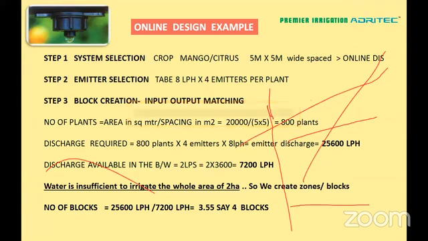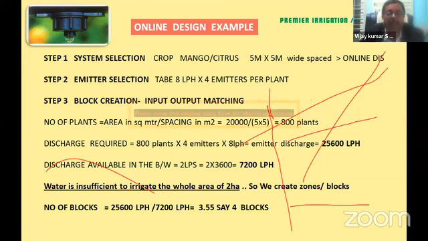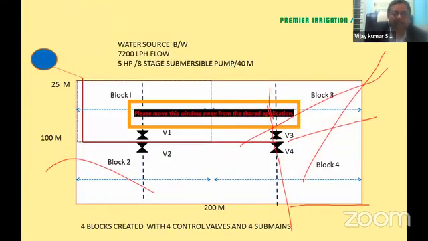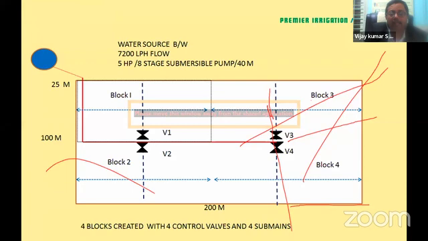That means we have to create zones or blocks. How many zones do we have to create? It's very simple. We know that we have to provide 25,600 liters per hour, and we have 7,200. So 25,600 divided by 7,200, we will get 3.55. Normally, we will not make a zone as a decimal, so it will be 4 blocks. So this is how the design is going to come. At this stage in the design, I don't know any of the sizes of the lateral or the submain or anything. I just know that I have to create 4 blocks.